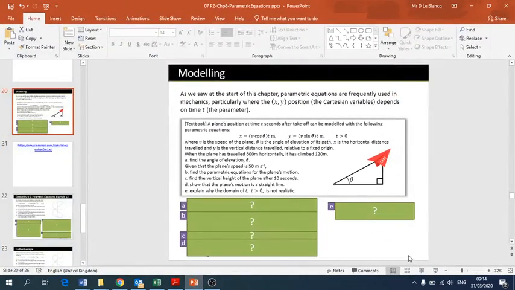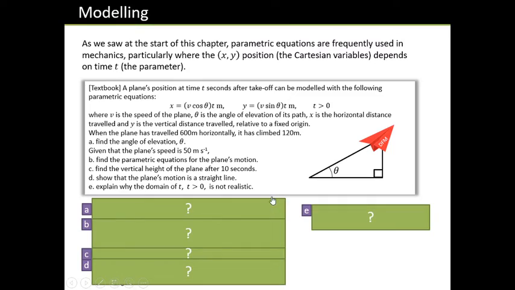So we're going to look at our first example of modelling using parametric equations. It's part 8.5 in the textbook, and we're going to look at example 11 from the textbook. So let's have a read through of it.